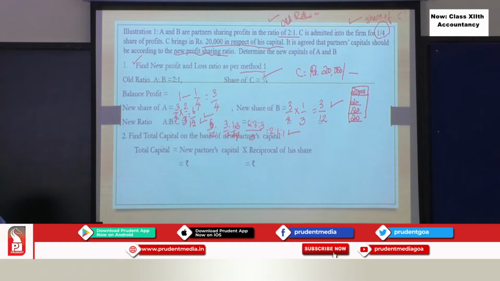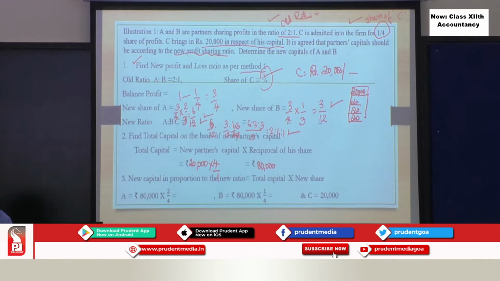How can we find it? We can find it by using a formula. Total capital is equal to the new partner's capital multiplied by the reciprocal of his share. So the new partner's capital is rupees 20,000 multiplied by 1 upon 4. We will make it opposite, the reciprocal. So we will get 4 divided by 1, which is equal to rupees 80,000. So 80,000 is the total capital of the firm.